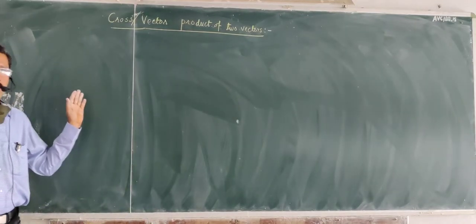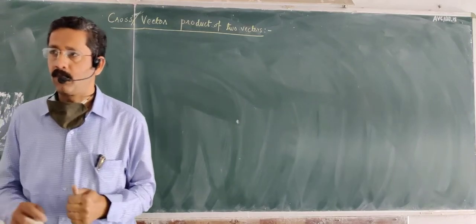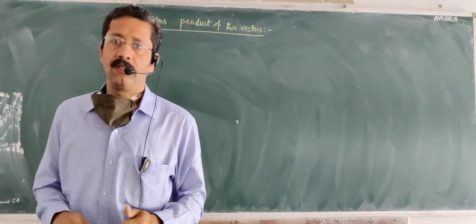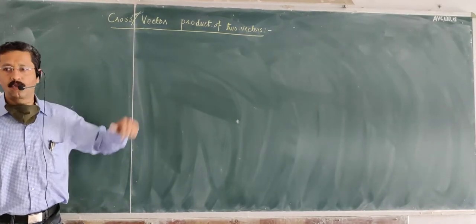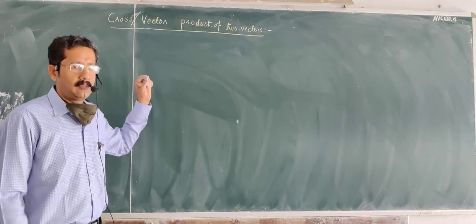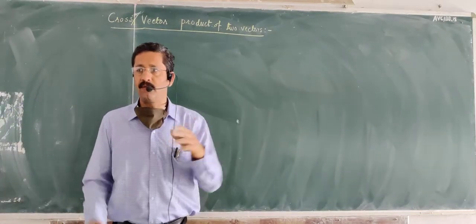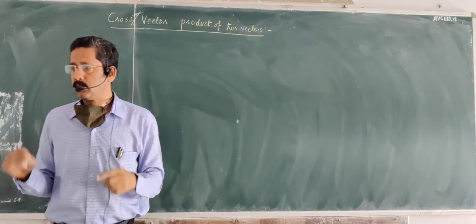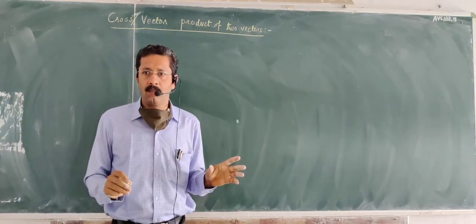Okay, so earlier we have studied scalar product or dot product. Now we will speak about cross product, or it is also called vector product. That word cross, in physics, most of the times we use it for perpendicular. So you keep in your mind that cross means perpendicular.